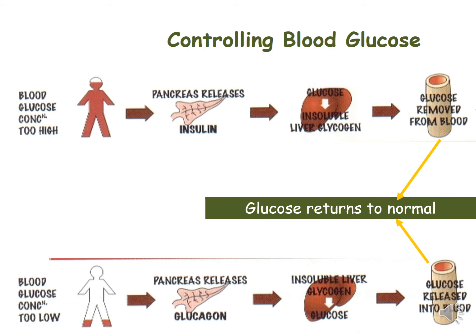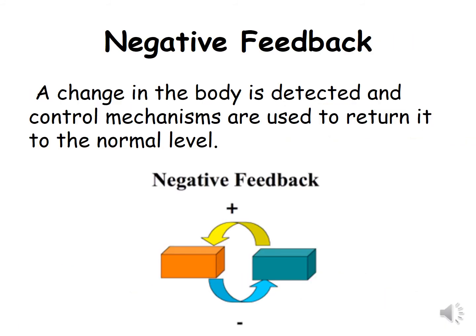When blood glucose concentration is too low, the pancreas releases a hormone called glucagon. This allows the insoluble liver glycogen to be converted into glucose. The glucose is then released into the blood, stabilizing and returning the blood glucose levels back to normal. We refer to this as negative feedback.